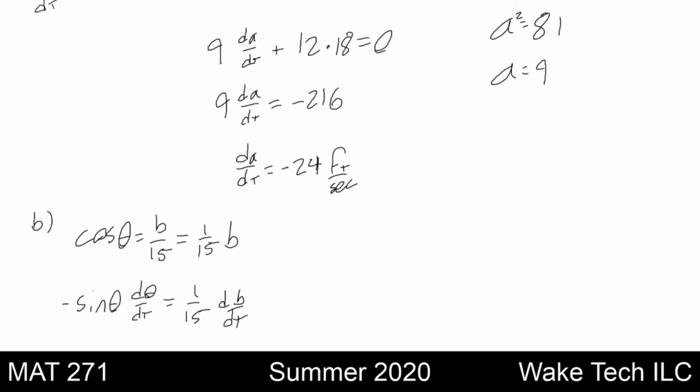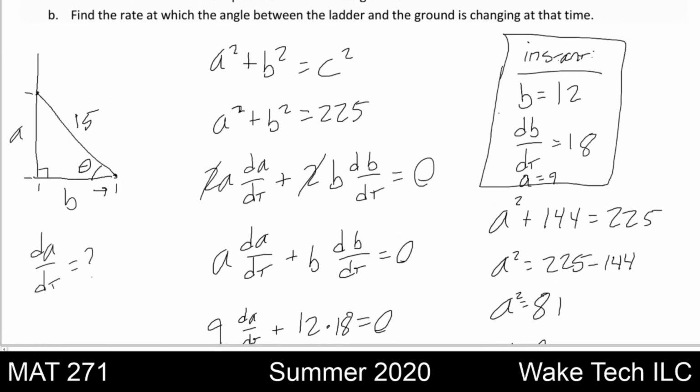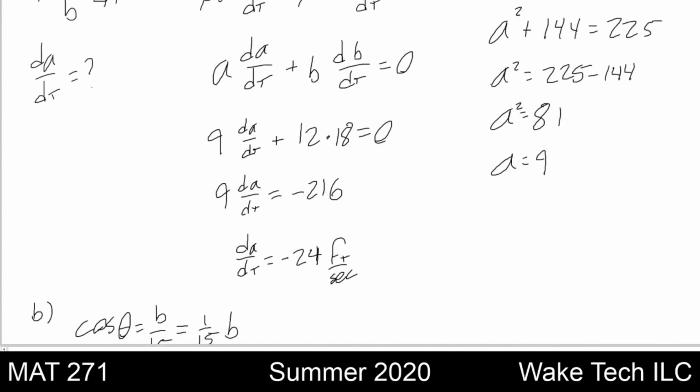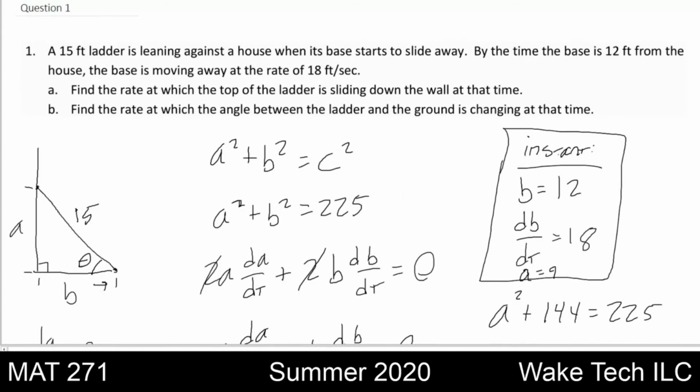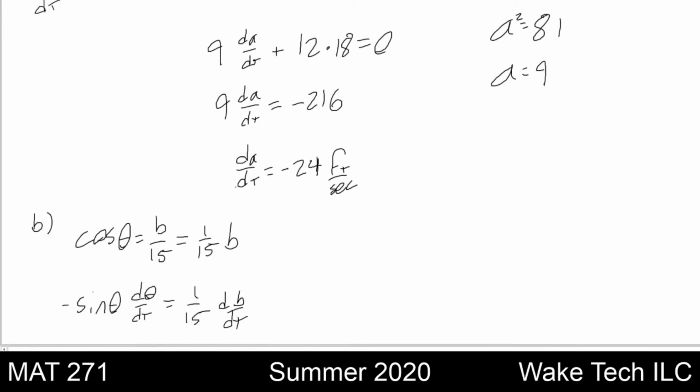Here we run into a similar problem we ran into with the last one. We have a certain number of variables. We have here theta, d theta dt, and dB dt. dB dt is something we know, it's 18. And d theta dt is actually what we want. It says find the rate at which the angle is changing at that time. However, sine of theta, or theta, we don't know. Now let's try and find theta, or at least sine of theta. I'll show you what I mean.